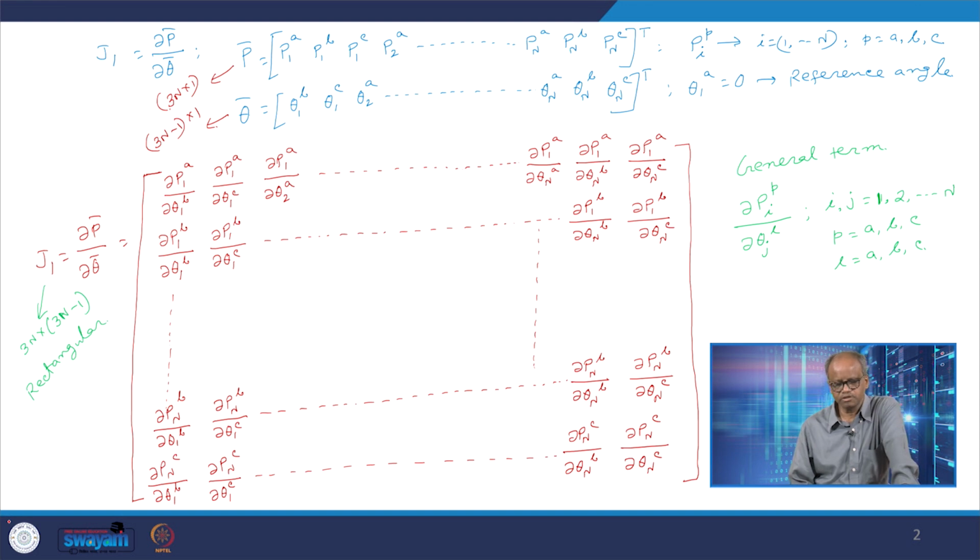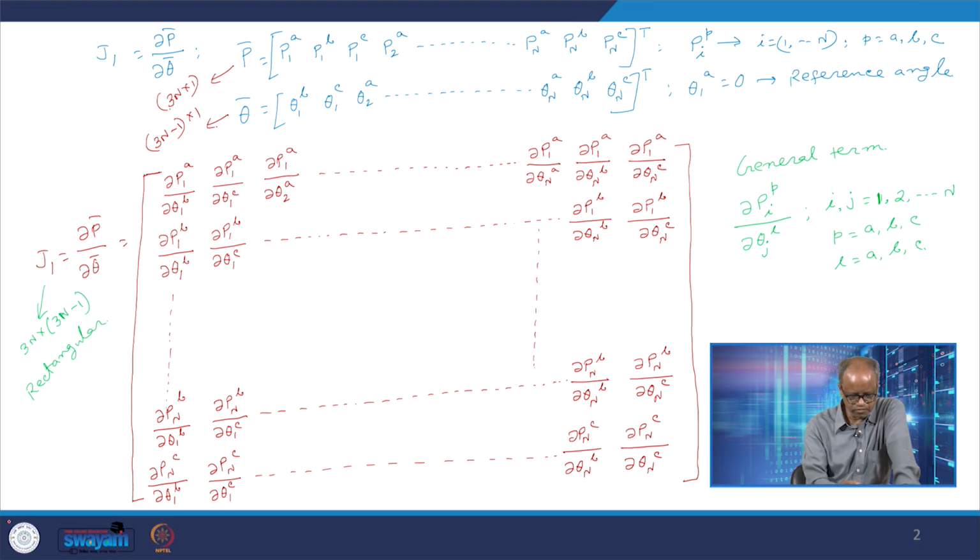Here again, as we said, we are taking an n bus system and there are m generators, and the first generator is taken as the slack, and we are taking theta 1A to be 0, that is our reference angle. Therefore theta is also a vector, it has a size 3n minus 1 cross 1, and its elements are theta 1B, theta 1C up to theta nB, theta nC. Having said that, we said that J1 has the following structure.